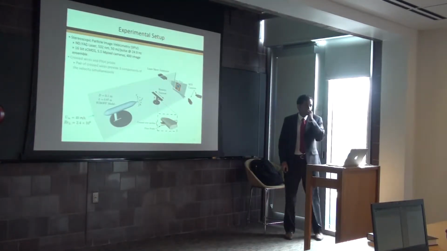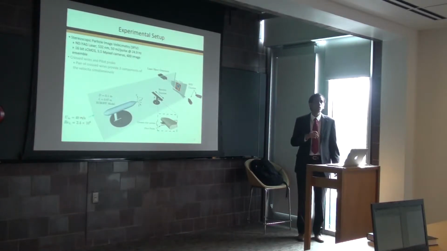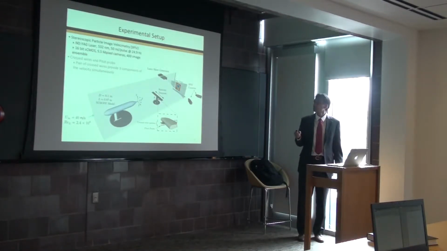So that was just a few illustrations of what we might expect in terms of flow features in this flow. We of course want to extend this now to slightly more representative Reynolds numbers, because submarines don't swim at 0.1 meter per second.